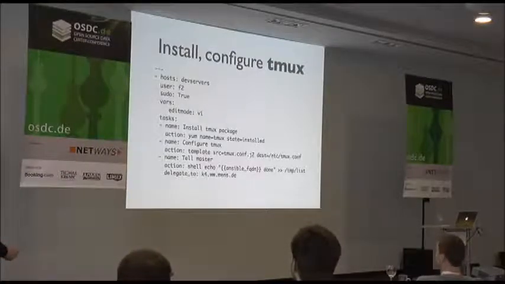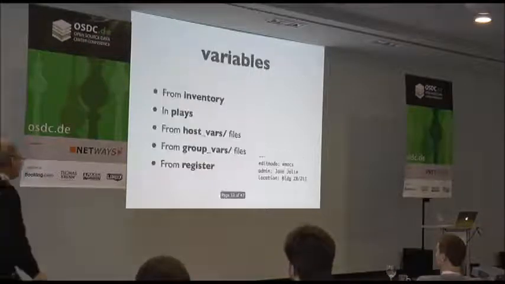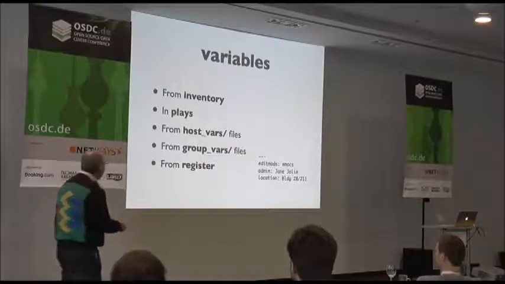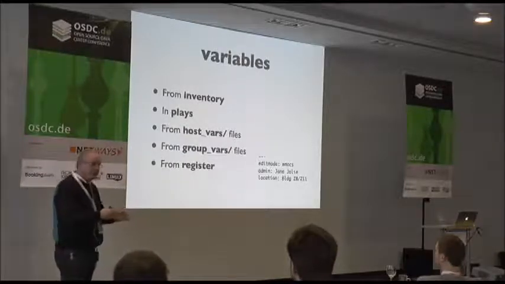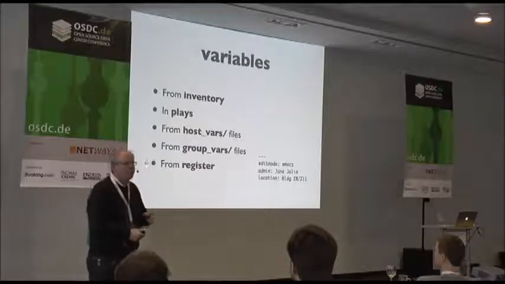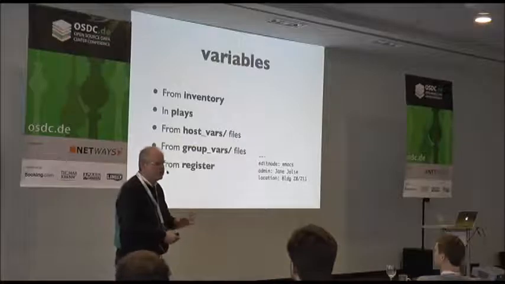So this template stuff is almost like a copy, but it's processed by a templating engine. I'll tell you about that in a second. And we have variables which come from the inventory file, our example with NTP, directly from playbooks, or from what are called group vars and host vars files.